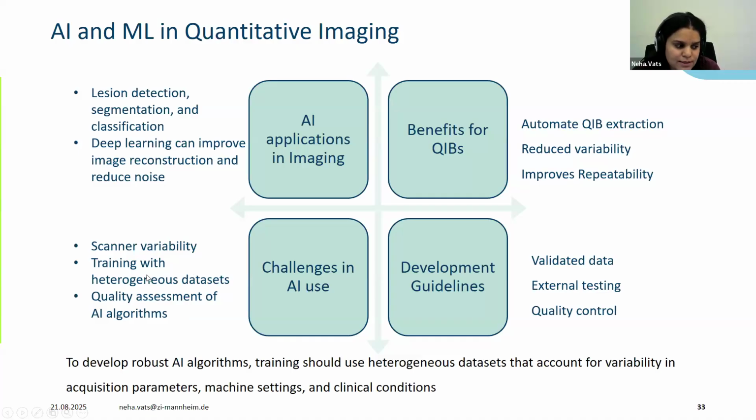So to develop a robust AI algorithm in this area, the training dataset should use a heterogeneous dataset that accounts for variability in acquisition parameters, machine settings, and clinical conditions. And also in quantitative imaging cases, we cannot only look at the data after acquisition, we also have to look at the metadata, because the metadata has all the information about the parameters involved, about the scanner and everything. That also needs to be incorporated while using any AI or machine learning algorithm in these datasets.